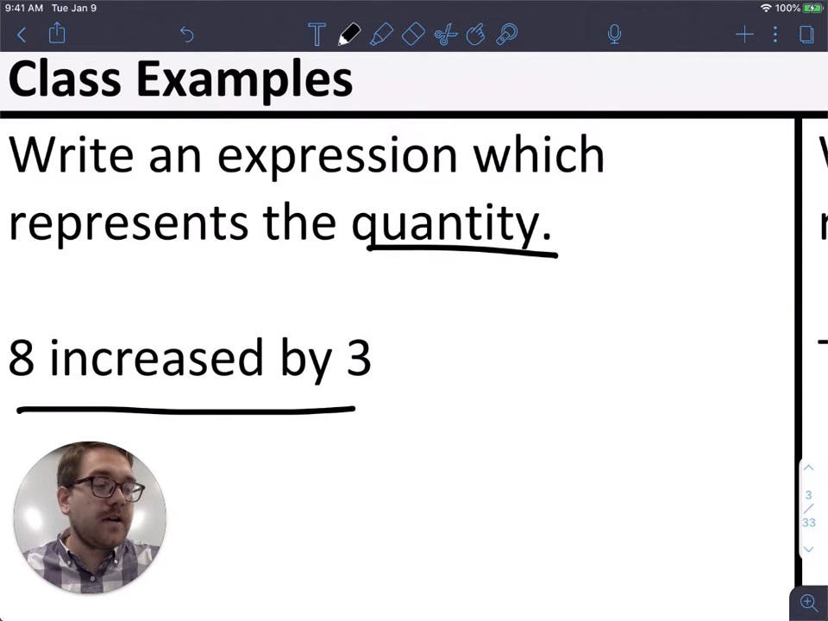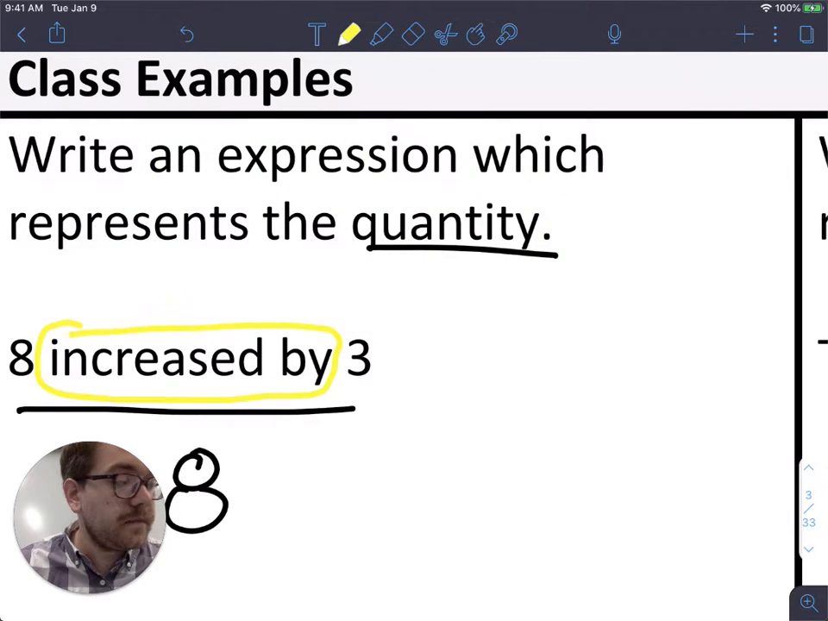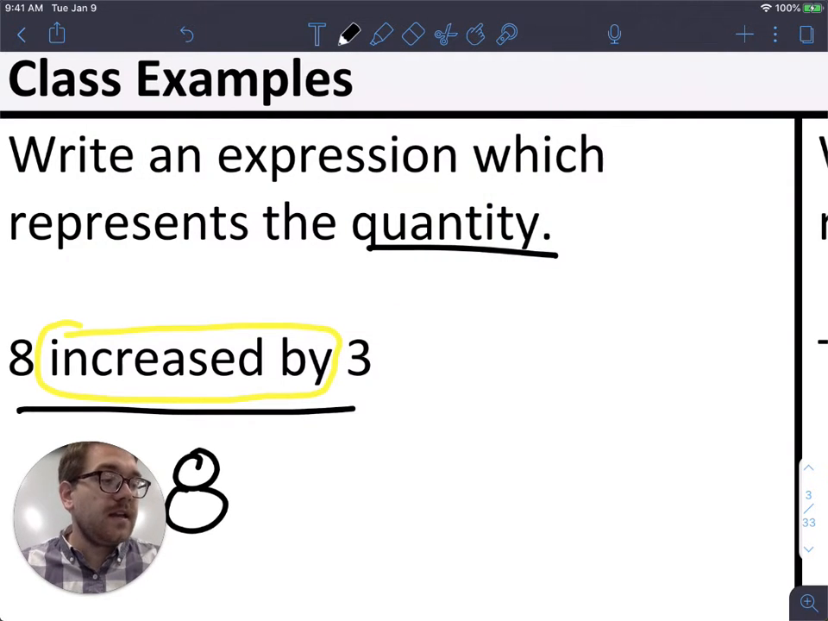So we already have the number 8. Okay, so that's good. We can just put that there, 8. But then we need to figure out, what does this phrase increased by mean? What is that representing in terms of a mathematical symbol? Well, if you remember from our notes, the words like increased by means addition, or is similar to addition. So when it says 8 increased by, we'll do 8 plus and then 3.